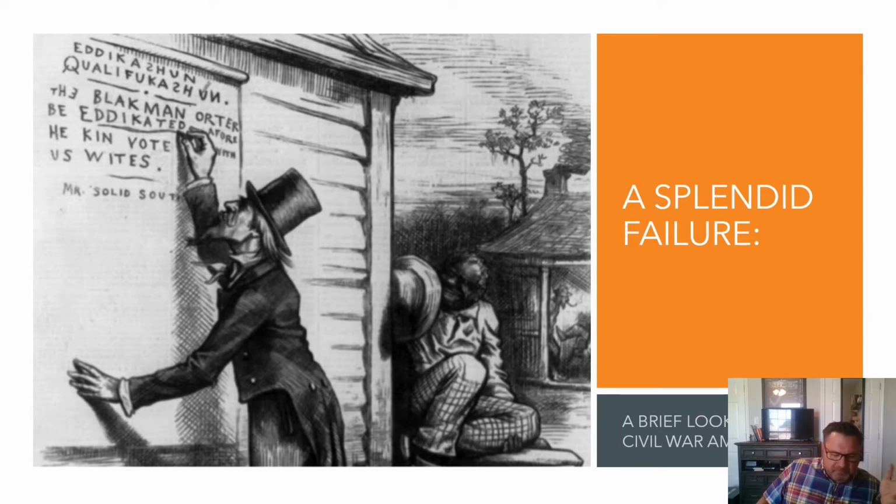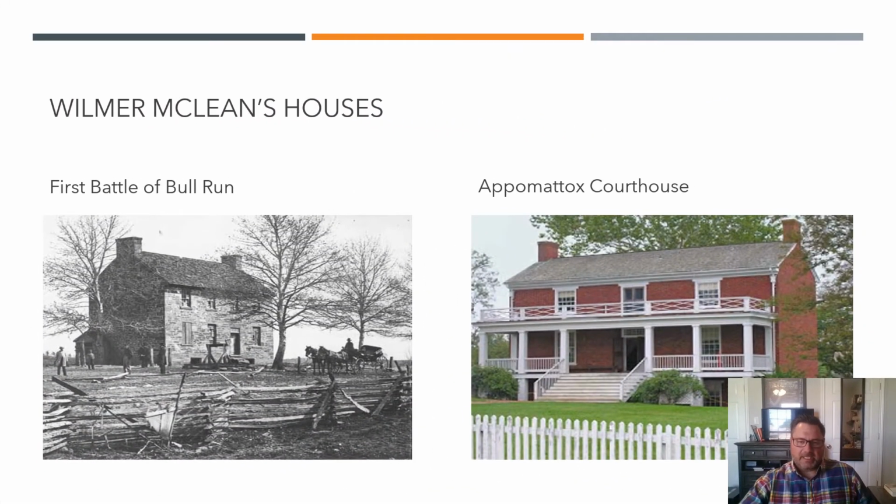Interestingly enough, Lee and Grant, the leaders of the two armies here, will meet at the McLean House in Appomattox Courthouse, Virginia, to discuss the terms of the South's surrender. And this is an interesting thing about that particular little piece of information. Wilmer McLean is a person who tried his best to stay out of the war.